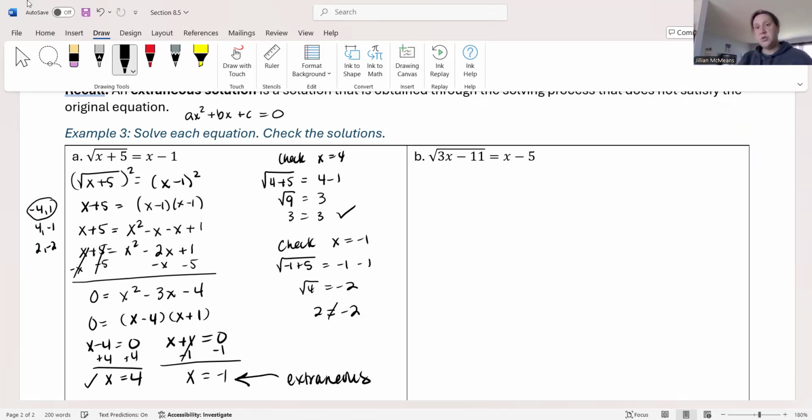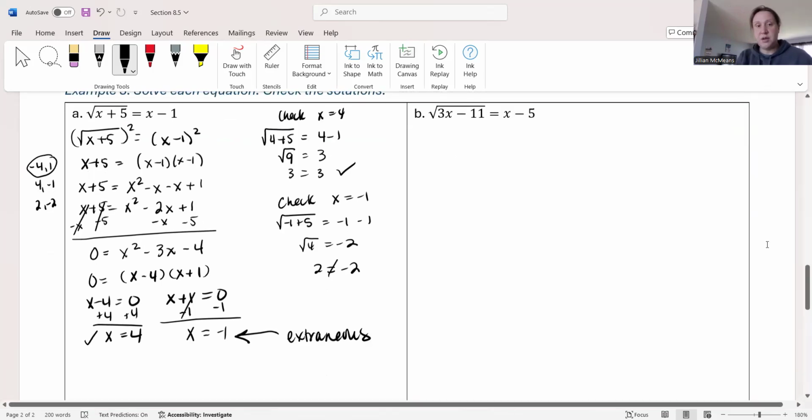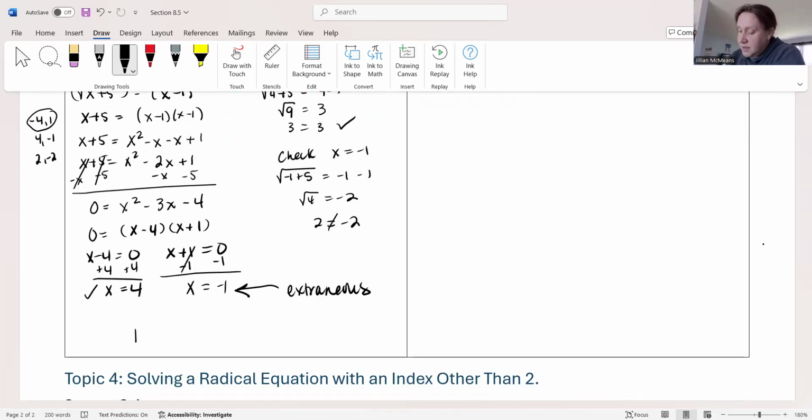And if you have a solution that is extraneous, it cannot be included in your final answer. So our final answer is just 4. Negative 1 we obtained beautifully during the solving process, but it simply did not satisfy the equation. So be on the lookout for situations like this. You have two solutions, but maybe one of them works and the other does not.